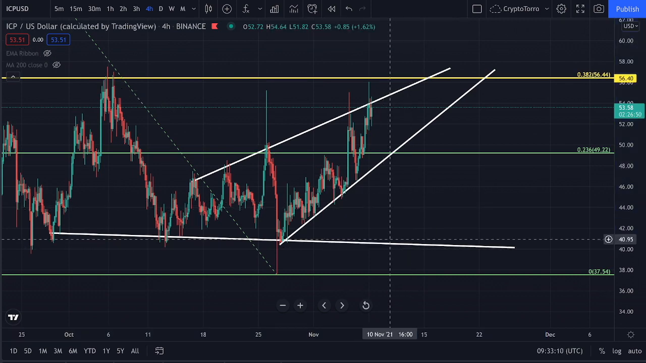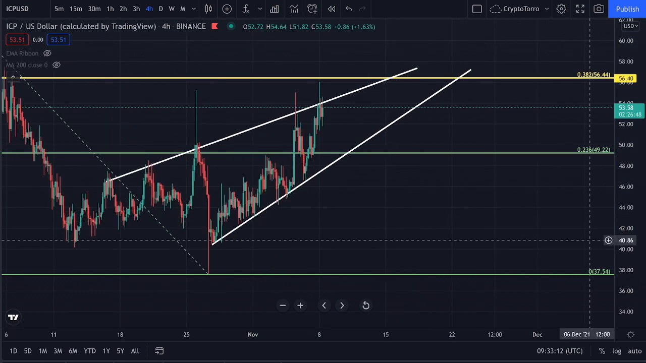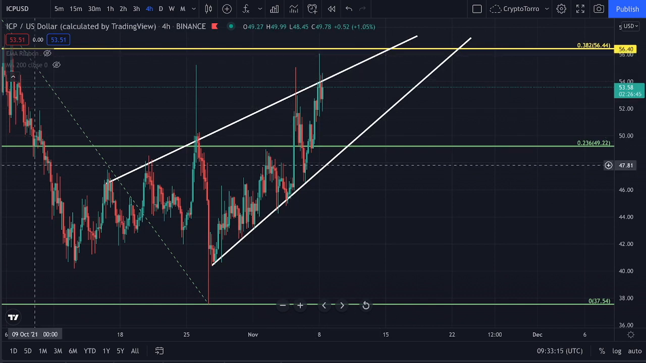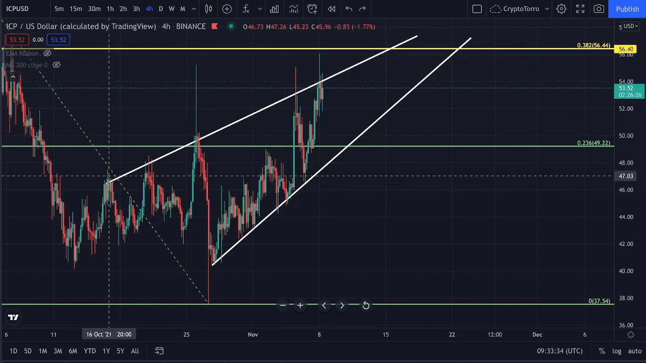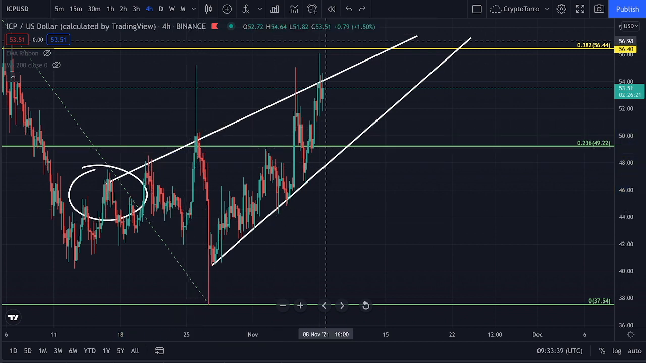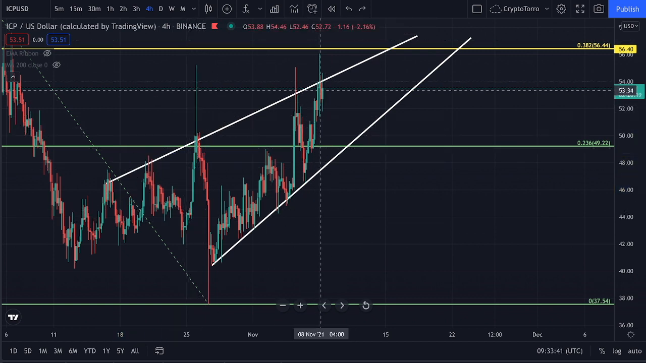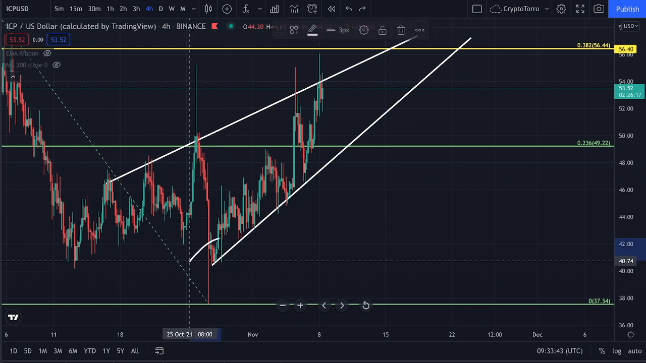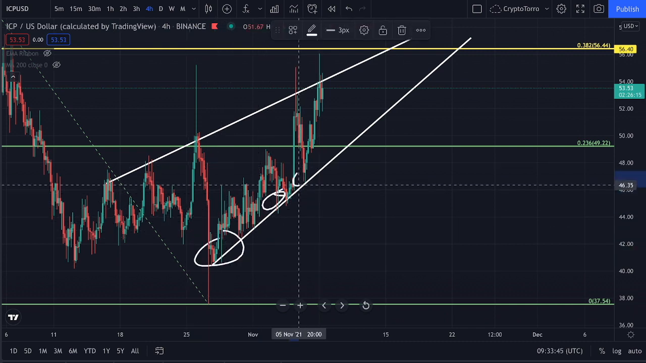Therefore, I would like to remove the previous symmetrical triangle, and I would like to discuss what we are currently seeing. So we are seeing multiple touch points underneath this ascending resistance area, actually 4 already, and we have seen as well multiple touch points on top of this ascending support. So that is actually something really good to know.